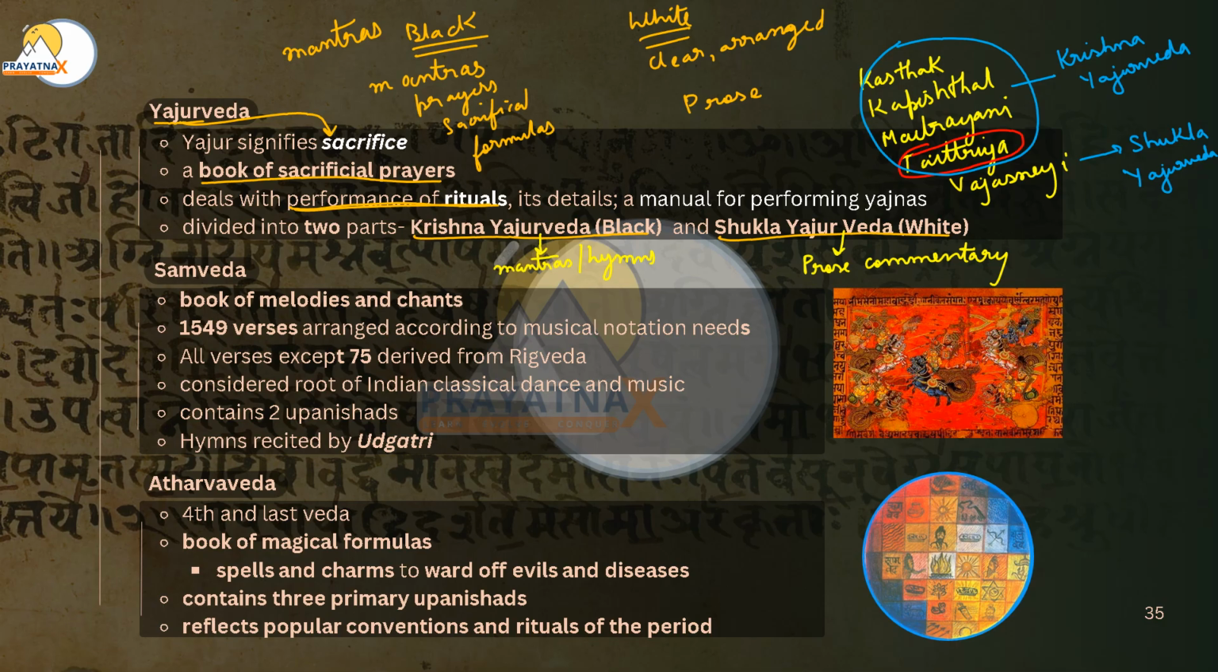Now, Yajurveda is a collection of hymns composed in both prose and poetry.